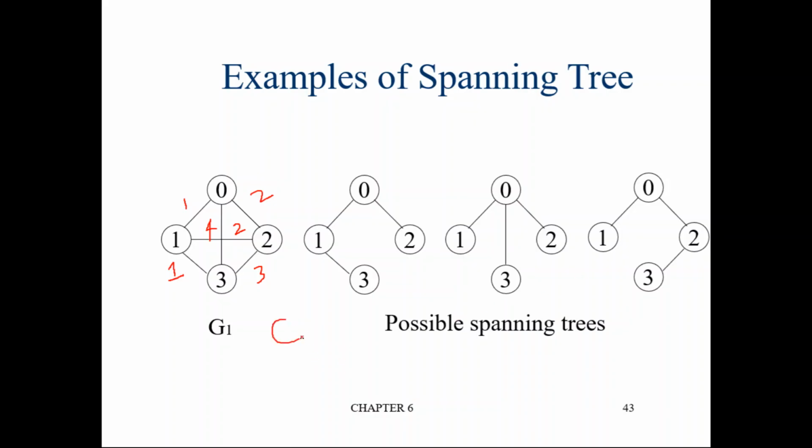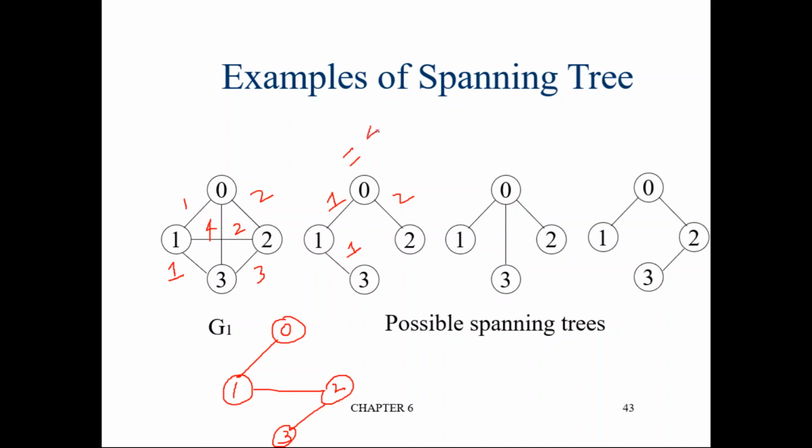We will add one more tree also, as we have discussed, with vertices 0, 1, 2, 3. For this tree, what is the cost? The edge cost of 0 to 1 is 1. The edge cost of 0 to 2 is 2. The edge cost of 1 to 3 is 1. So the cost of this spanning tree is 2 plus 1, 3, 3 plus 1, 4.